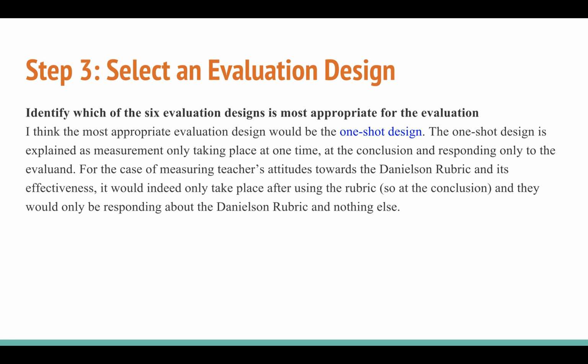Step 3 is to select an evaluation design. So out of the 6 evaluation designs, what is the most appropriate for this one? And I chose the one-shot design. The one-shot design is explained as measurement only taking place at one time at the conclusion and responding only to the evaluand. In the case of this evaluation, it would only be measured one time. So they would only be responding about the Danielson rubric and nothing else.